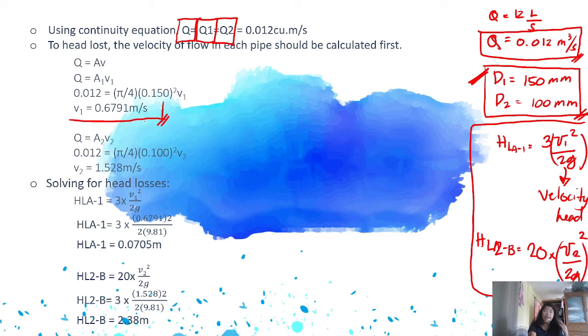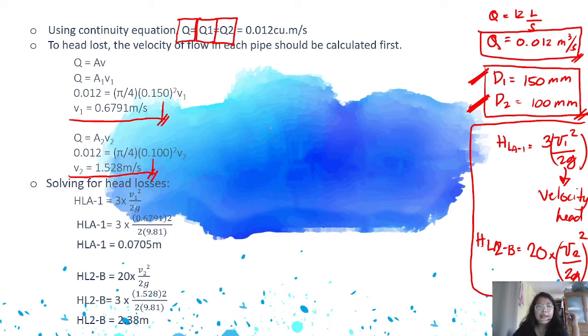Then at point 2, the discharge 0.012 cubic meter per second is equal to the area at the second point. At point B the diameter became smaller, 100 millimeters. So pi over 4 times 0.1 squared times V2, and you will get a velocity of 1.528 meter per second.